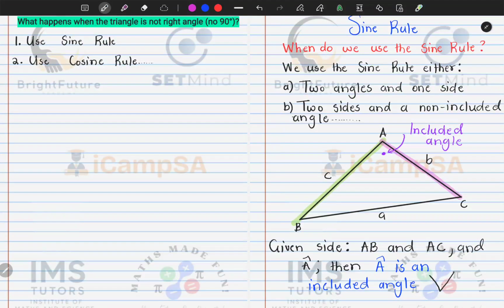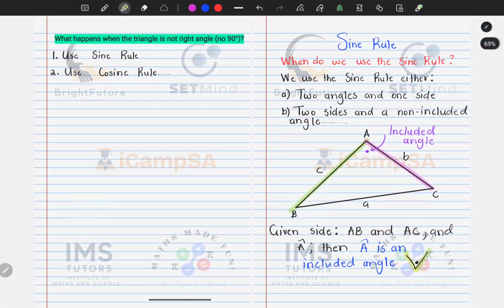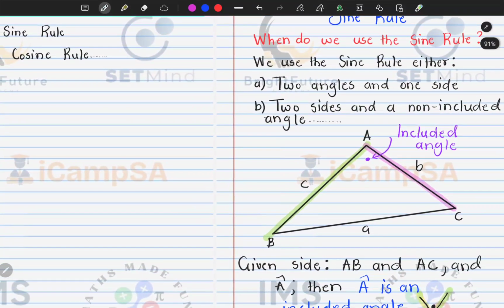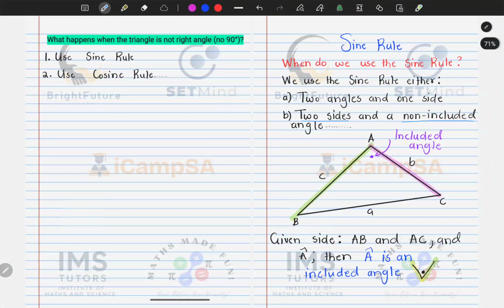So if you have a V, once the angle is inside here, that is known, and the side on the left and the side also on the right of the angle is known, that is an included angle. And for our sine rule, we don't want to be given that. We can't use it under these conditions. We can only use it when we are given two sides and a non-included angle, meaning the angle we are given is not supposed to be inside a V where the V is made up of the two known sides. Let me give you more examples of this.